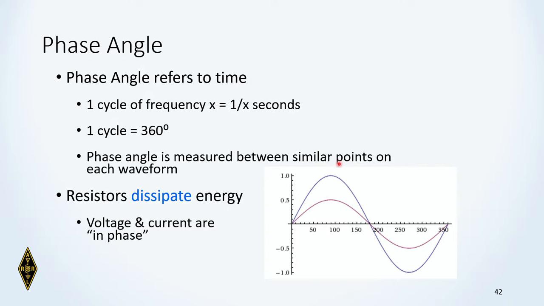You could think that we're measuring voltage and current through a resistor. First of all, resistors dissipate energy. If you put 10 volts across a 1-ohm resistor, you're going to get some heat. Voltage and current are in phase, so as the voltage increases, the current will also increase. They'll be exactly in phase.